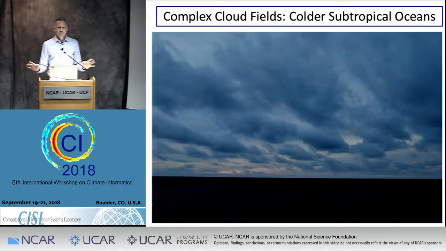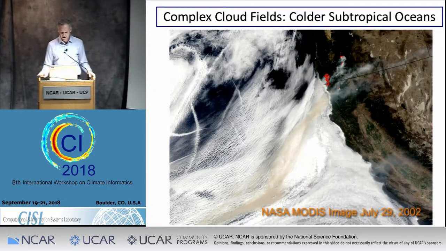Colder regions of the tropics have their own set of issues. For colder regions of the tropics, I'm thinking of equatorial regions near South America and off the west coast of Africa. Clouds in those regions tend to be more layered, and so we get a cloud type that is typically called stratocumulus, where you have lower layered clouds.